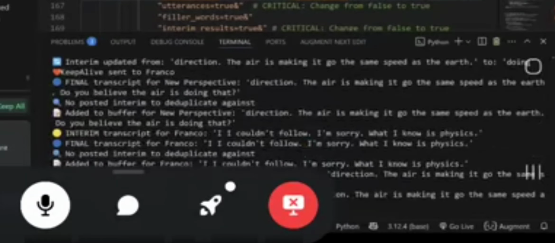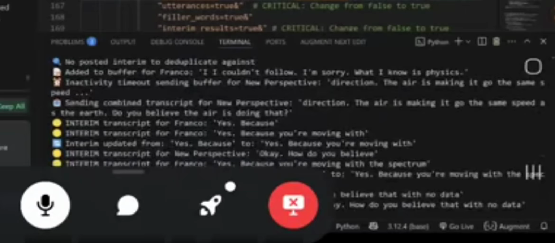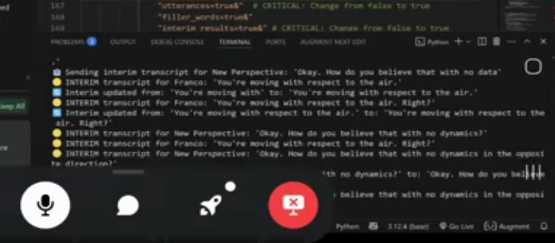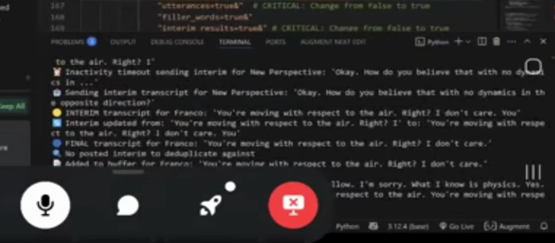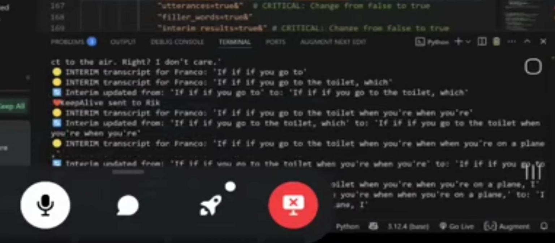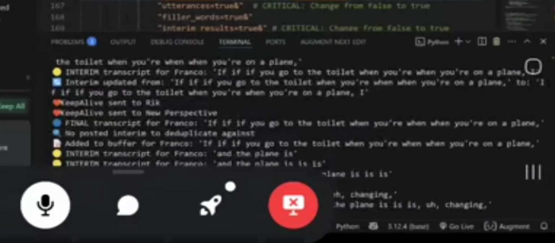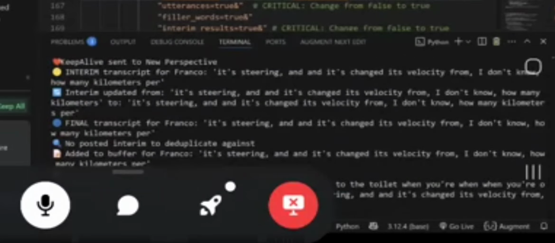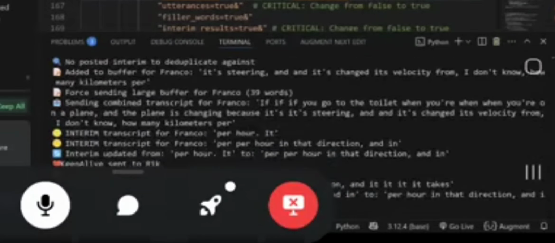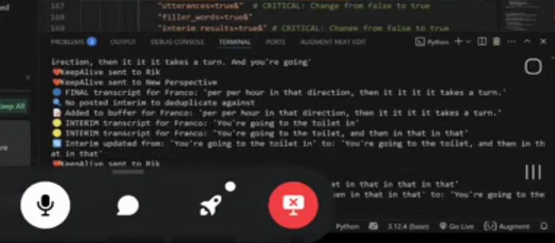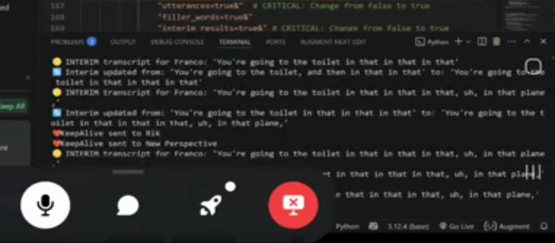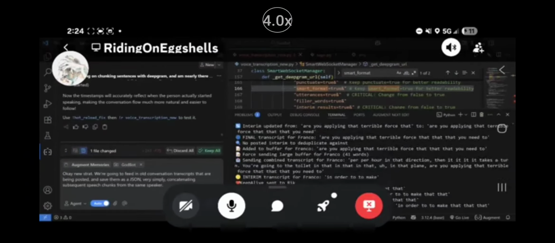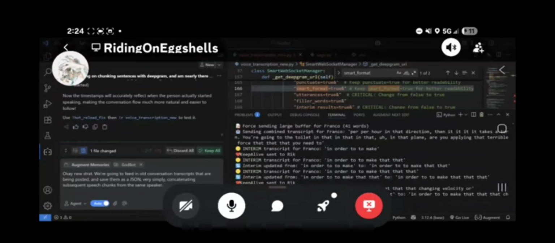Yes. Okay, how do you believe that with no dynamics? You're moving with respect to the air, in the opposite direction, right? If you go to the toilet when you're in a plane, and the plane is steering and changing its velocity, and it takes a turn, are you applying that terrible force yourself to make that changing velocity? No, because you're moving with respect to the plane, and the plane is doing that for you.